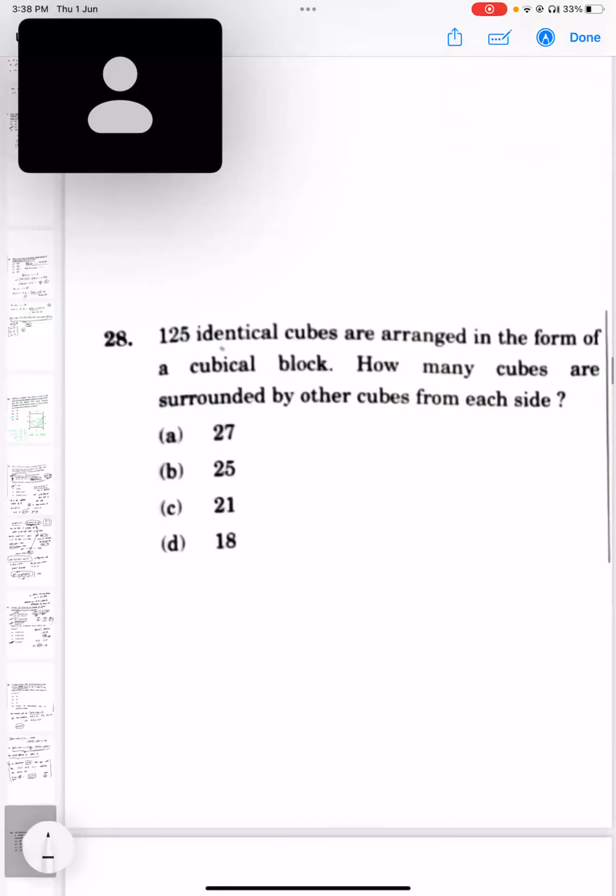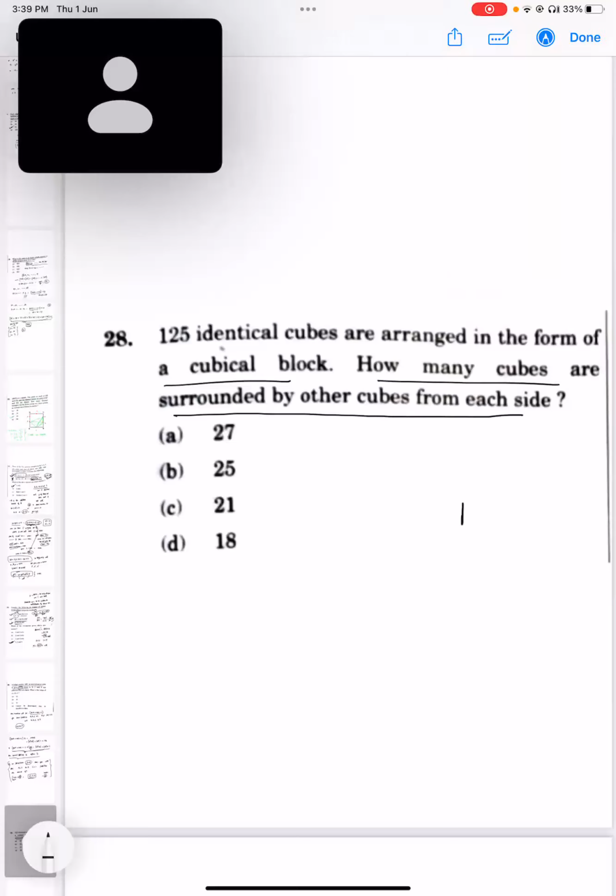It is question number 28. It says 125 identical cubes are arranged in the form of a cubical block. How many cubes are surrounded by other cubes from each side? So what the question is saying, you have 125 identical cubes. Say you have 125 cubes of size 1 by 1 by 1, like 1 centimeter length, 1 centimeter breadth, and 1 centimeter height.